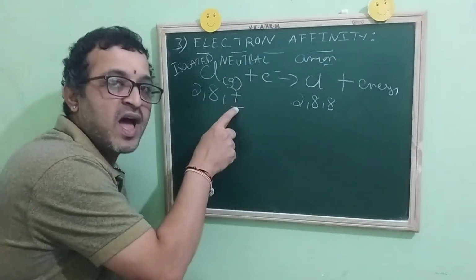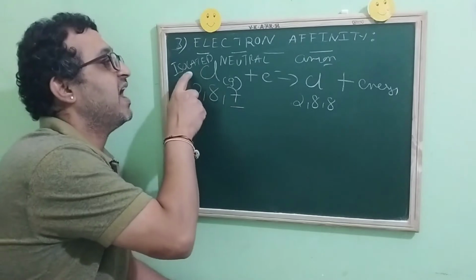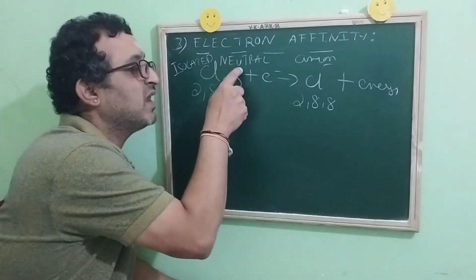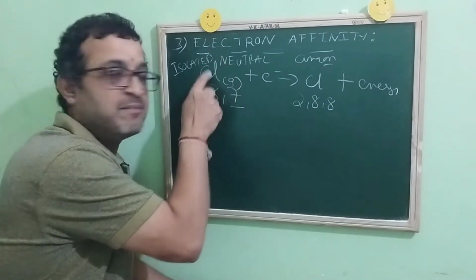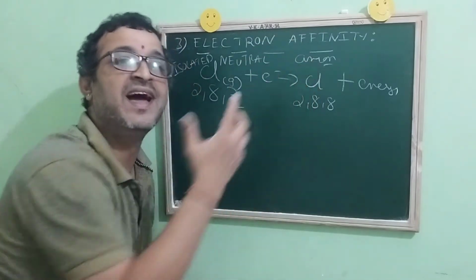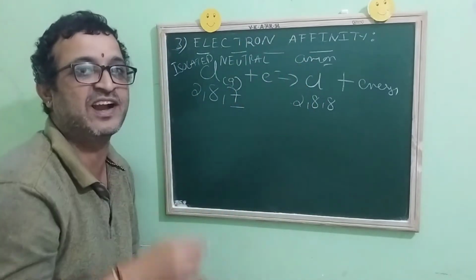So, the conclusion from this is: electron affinity is the amount of energy released when an electron is added to the outermost shell of an isolated neutral gaseous atom to form a what ion? Anion. Right, children? This is electron affinity.